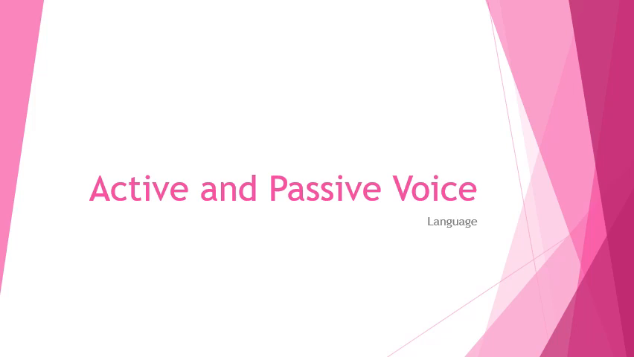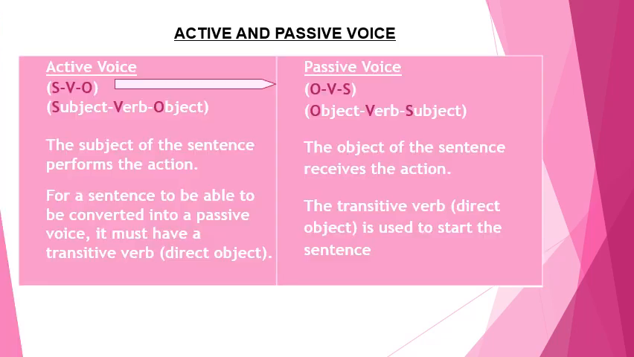Please make sure you do it in your language book. Okay, it says active and passive voice, and you have two columns. You have the SVO, which means subject, verb, object. Now, the subject of the sentence performs the action.